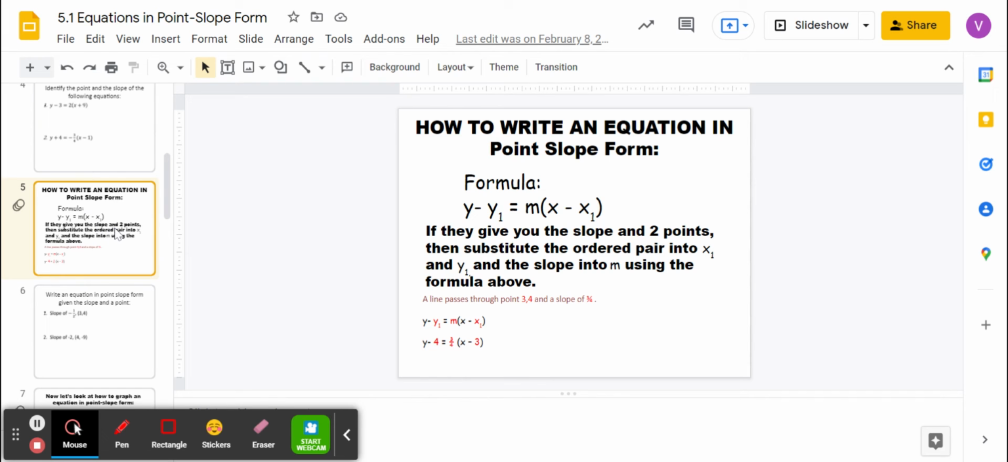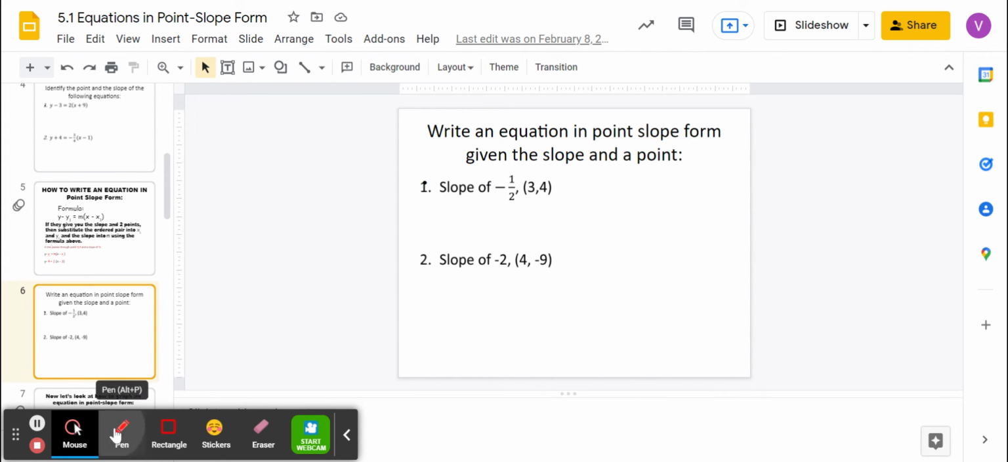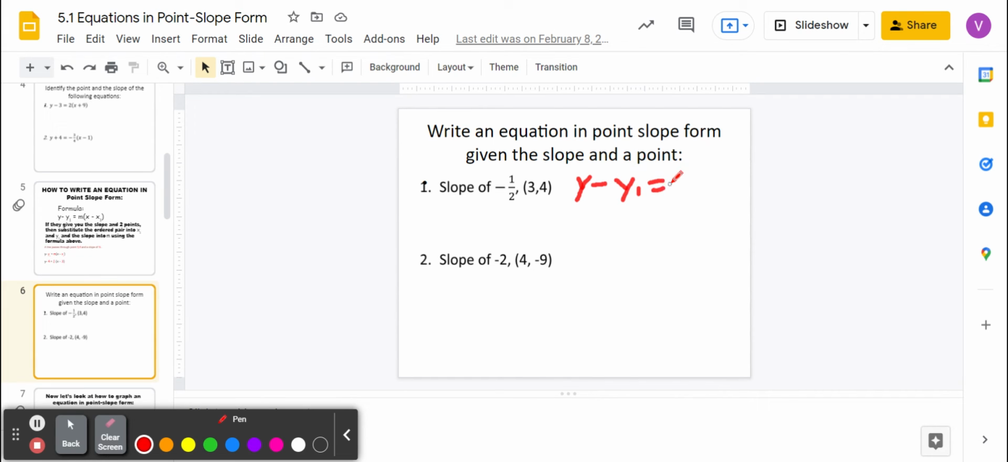So another scenario is you're going to be presented with the slope and either one ordered pair or both ordered pairs, and you're going to have to write an equation that's in point-slope formula. So the first example, your slope is negative 1/2, and your ordered pair is 3, 4. So let's start off by writing your equation and plugging in what we know.